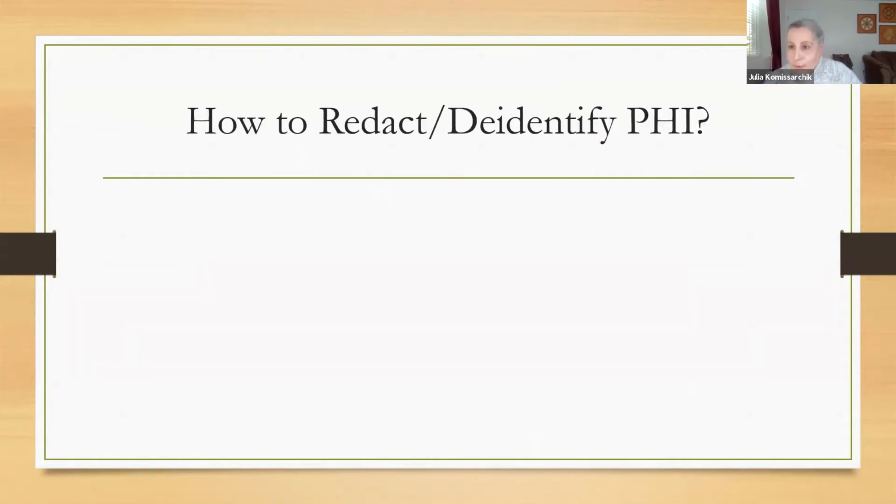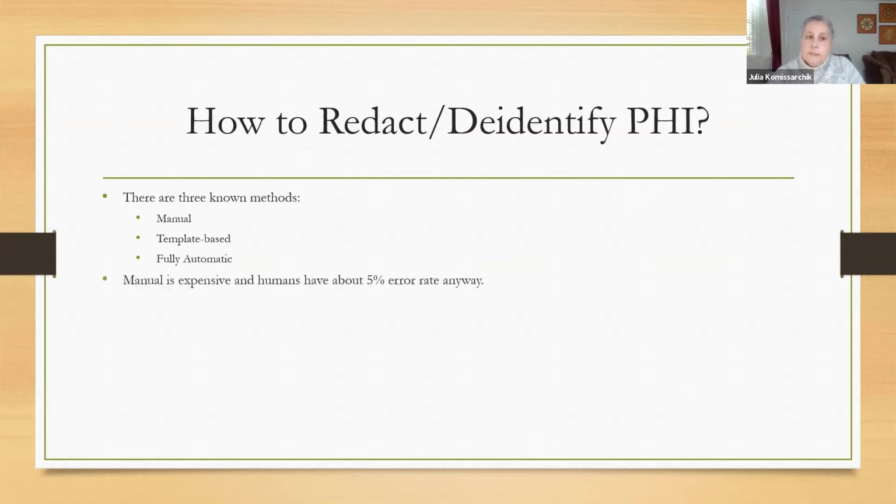So now we know the problem. Let's discuss how we can address it. How do we redact or de-identify PHI? Well, there are three methods: manual, template-based, and fully automatic. By manual, I mean you show the radiologist an image and tell them, please tell me where exactly the personal information is, and then that information is manually blacked out. This is definitely expensive, definitely non-scalable, and also, nobody's perfect. Humans also have a 5% error rate on average on a lot of different tasks.